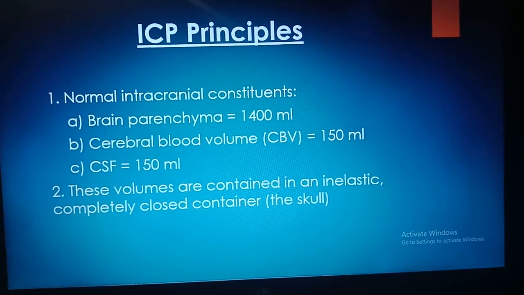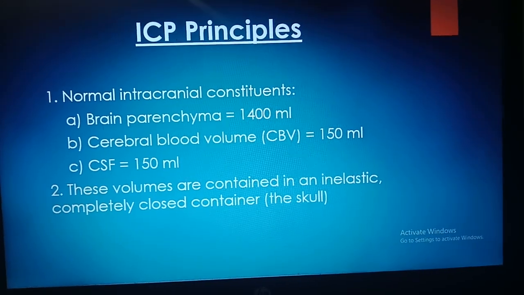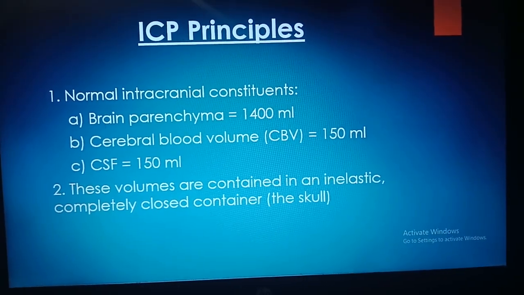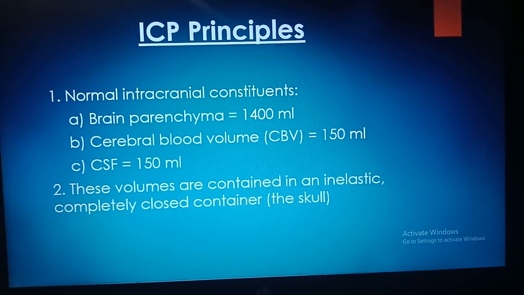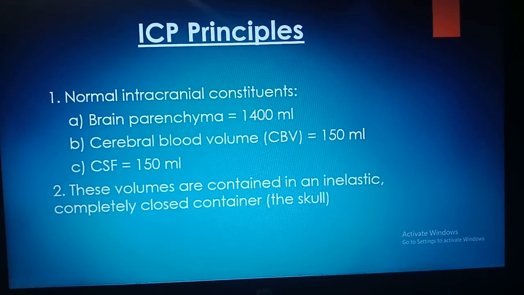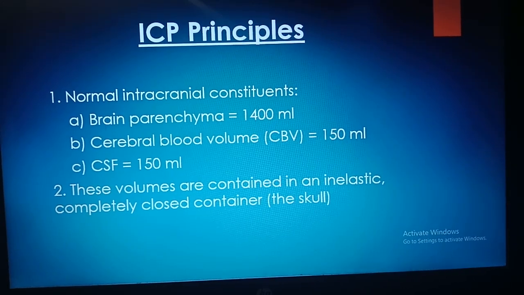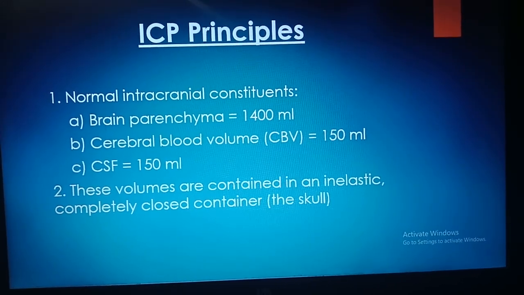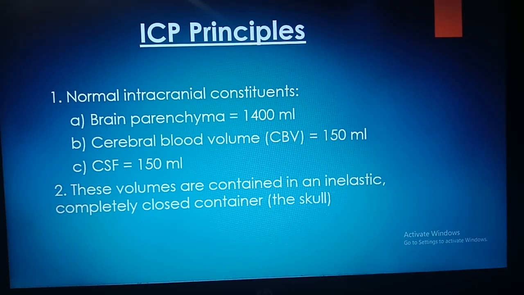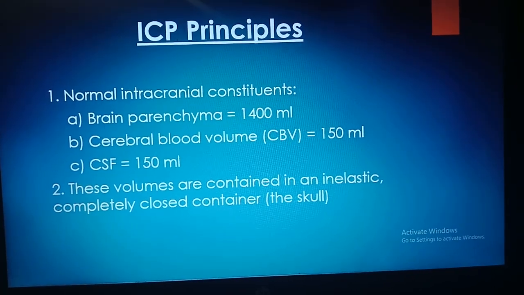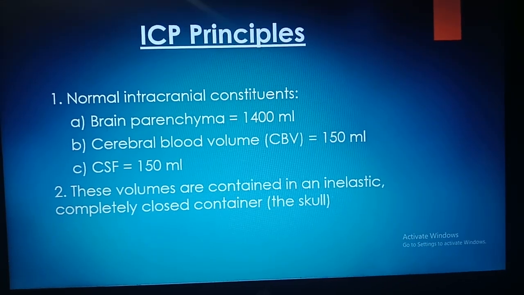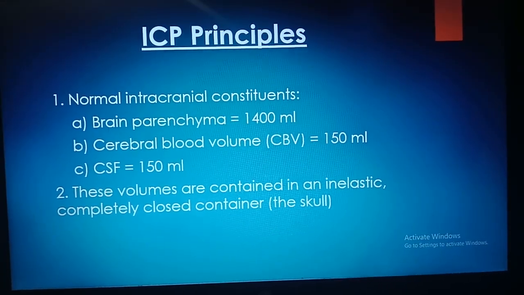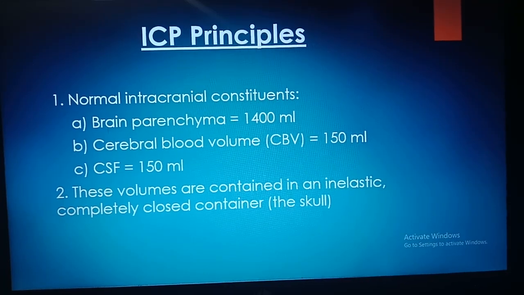Now, there are a few principles of ICP, and we should know that the intracranial constituents are threefold. Number one, the brain parenchyma, which is around 1400 ml. Number two, the cerebral blood volume, which is around 150 ml. And number three is the CSF, which is also around 150 ml. These are rough estimates, but they help us understand the normal intracranial constitution. These volumes are contained in an inelastic, completely closed container, which is the skull.